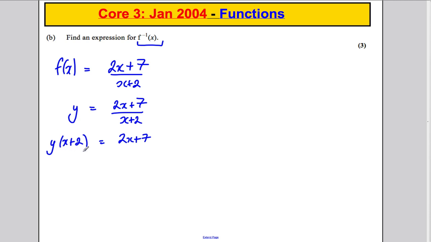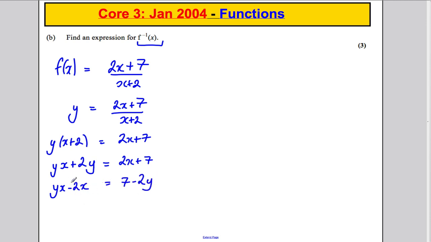Expand out this side so x is freed from within the brackets. Collect all x's to one side, all y's to the other. So I'm going to subtract 2x off both sides, and I'm going to subtract 2y off both sides. So I get yx subtract 2x is equal to 7 subtract 2y.